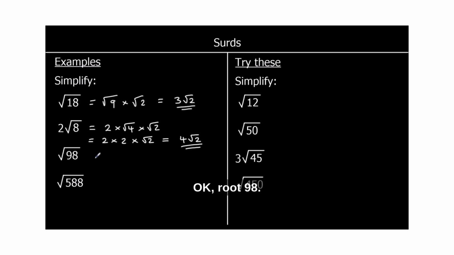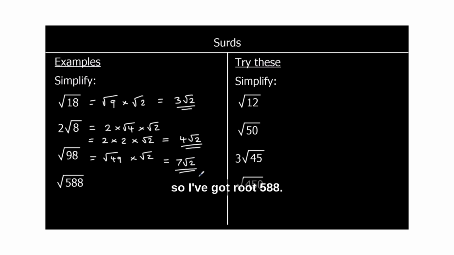Okay, root 98. It's a bit harder. So what square number is a factor of 98? So 98 is 2 49s. So root 98, I'm going to write as root 49 times root 2. So 2 49s make 98. So root 2 times root 49 is root 98. And root 49 is 7. So it's 7 root 2.